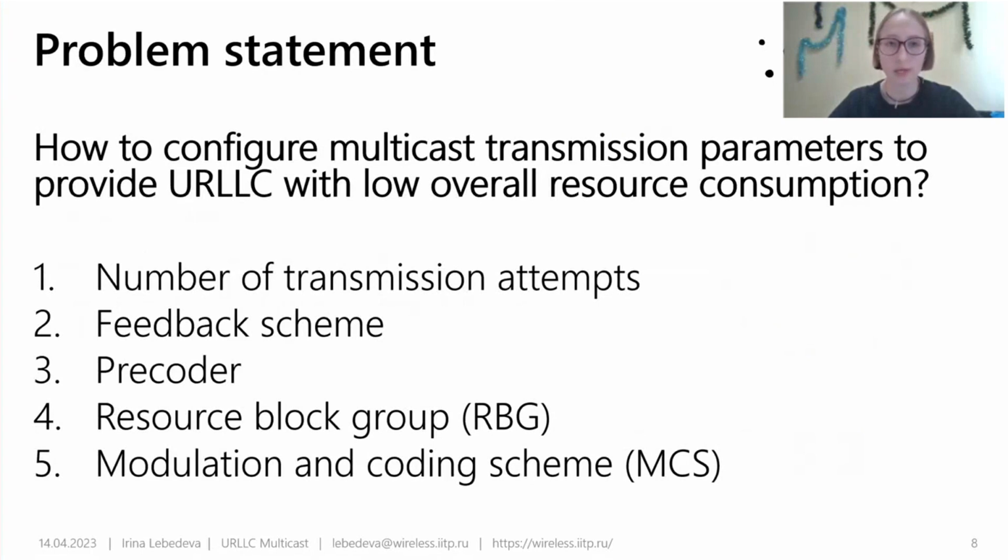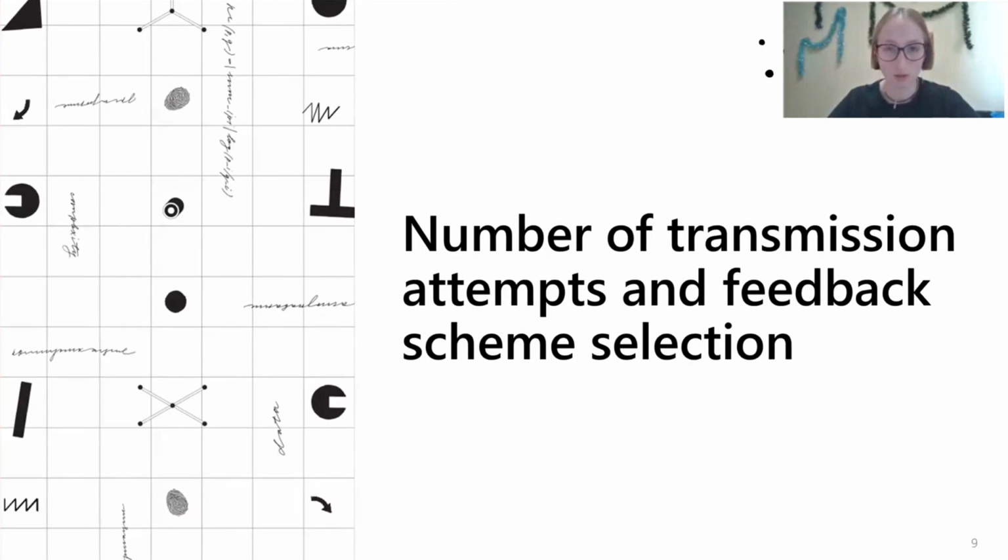We have to configure many parameters for multicast transmission, but the 3GPP specification doesn't describe how to configure multicast transmission parameters to provide URLLC with low overall resource consumption. So in this research, we studied the impact of the different parameters on resource consumption. Let me start with describing how to better select the number of transmission attempts and feedback scheme.